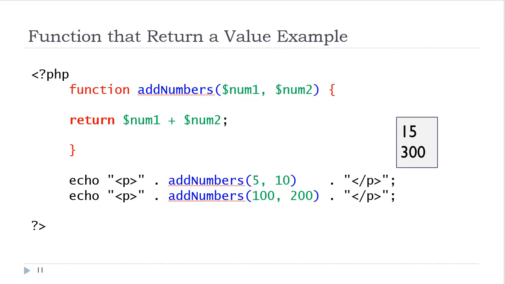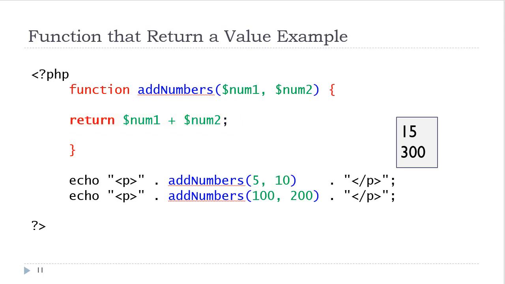A function can also return a value. Let's take a look at this example. Here I have a function called addNumbers, and this function takes two arguments, $num1 and $num2. Inside the curly braces, I have the return statement. Following return, I have $num1 plus $num2. So I will be adding these numbers, and that function will return the value there.